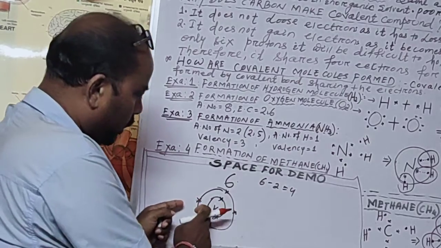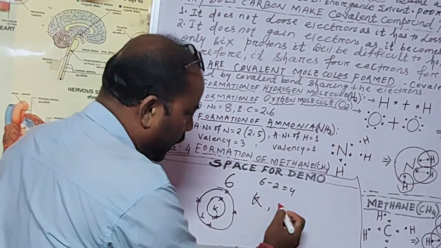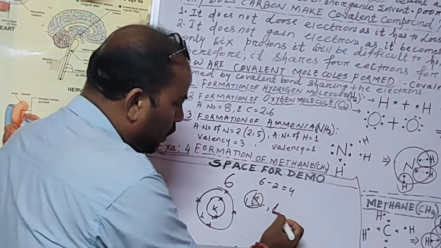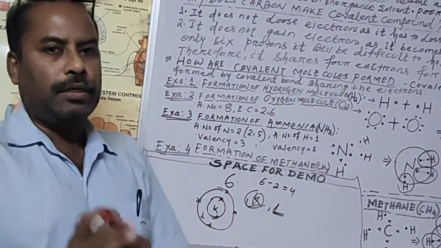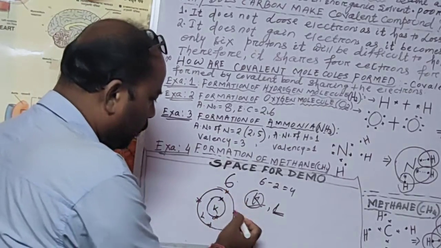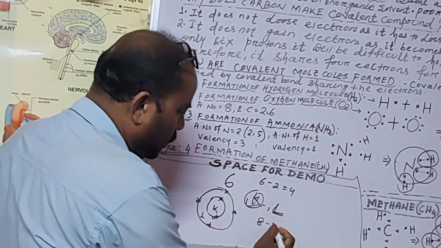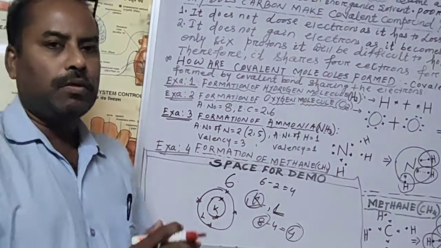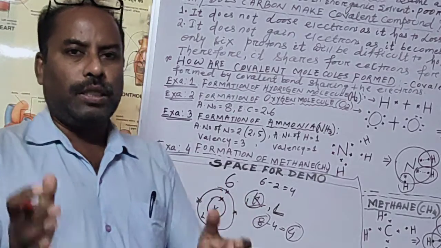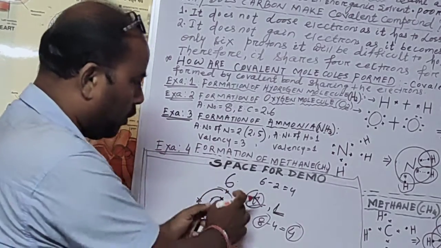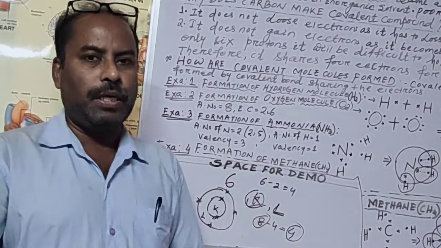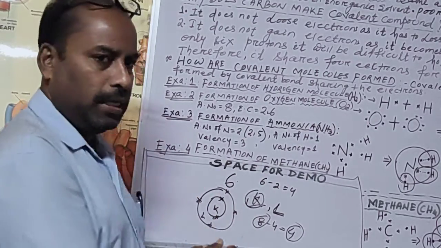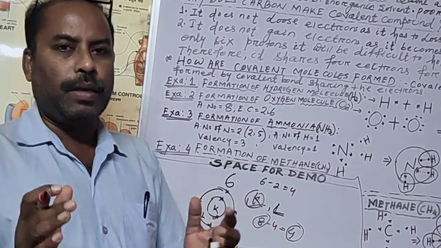If this is carbon, it has 2 orbits, K and L. K is already occupied with 2 electrons, and in the L orbit there must be 8 electrons, but the remaining are 4 electrons. So 8 minus 4, then 4 electrons are left to make it 8. So 4 is known as the valency and 4 is known as the valence electron. This is carbon's unique property: its valency is equal to its valence electron. So it is called tetravalency, meaning 4 valency or 4 valence electrons.